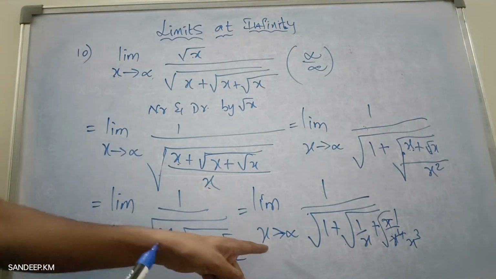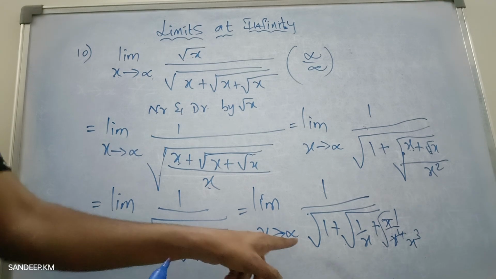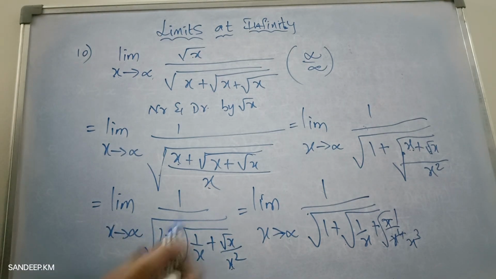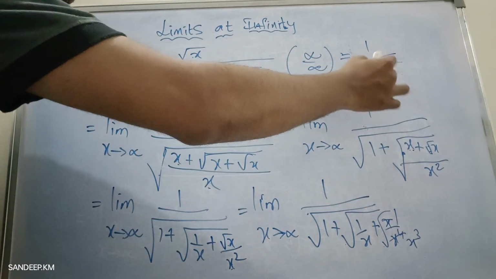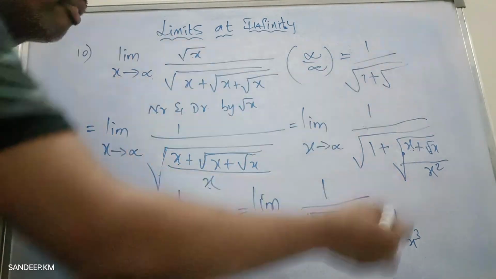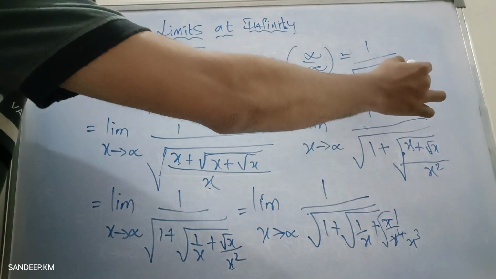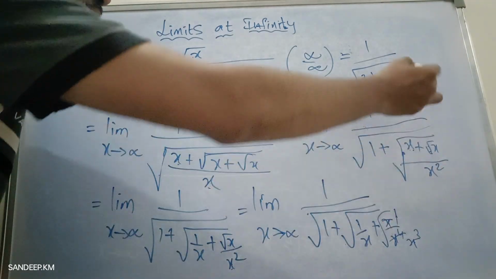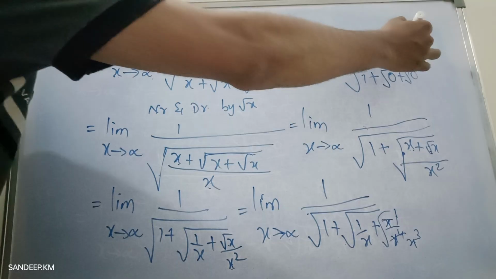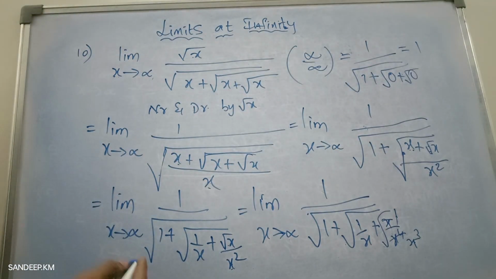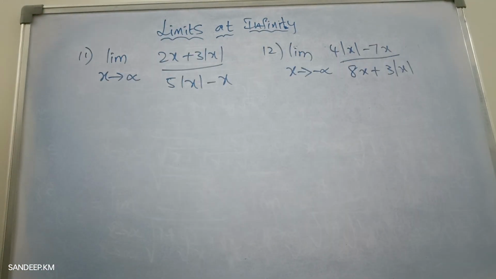Next we can apply what? When x approaches infinity, 1 by x approaches 0. Okay? So what is our answer? The answer is 1 divided by square root of 1 plus square root of 1 by x is 0 plus square root of 1 by x cube is also 0. So what is our answer, dear students? The answer will be 1 divided by 1, which is equal to 1.